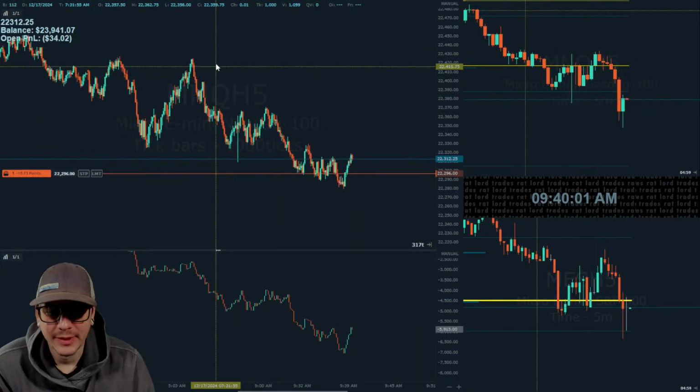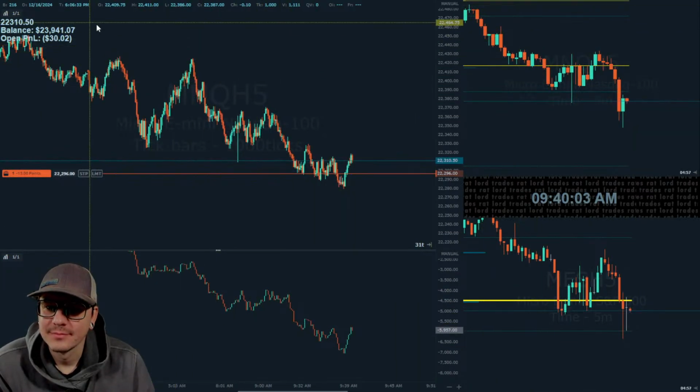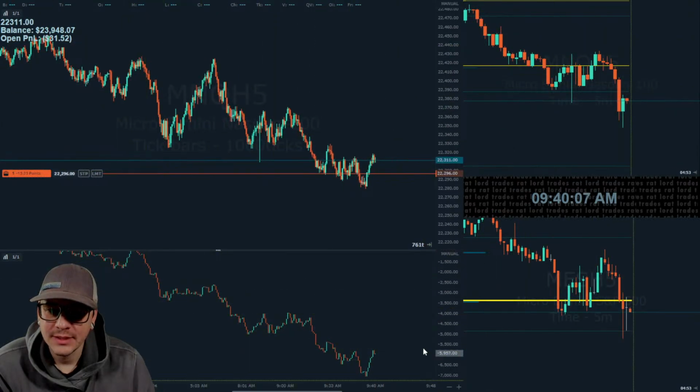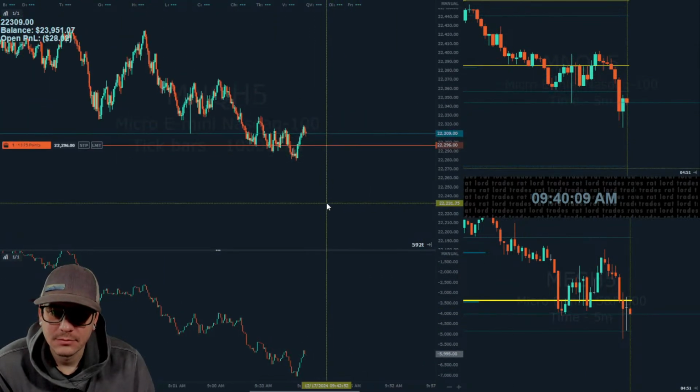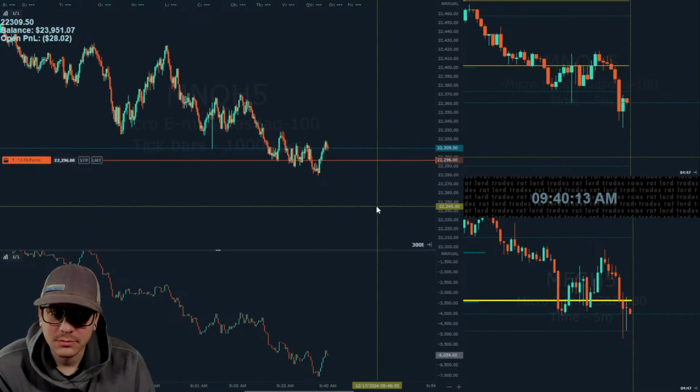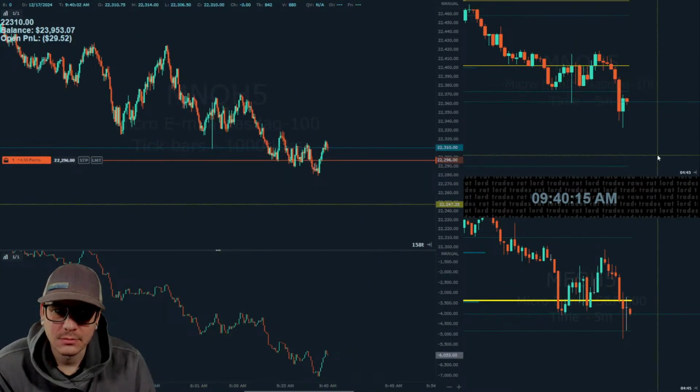We zoom out here a little bit. Everything's still moving down. We can be in a little bit of drawdown. It'll be all right.